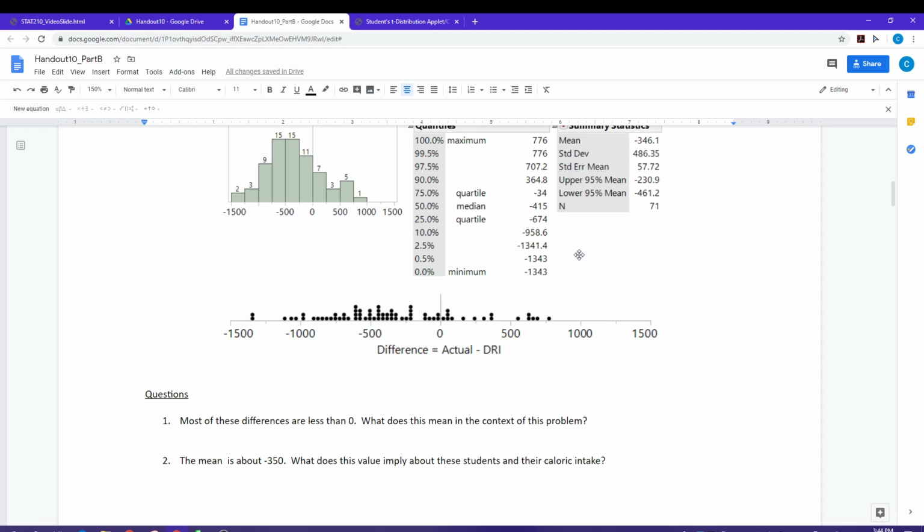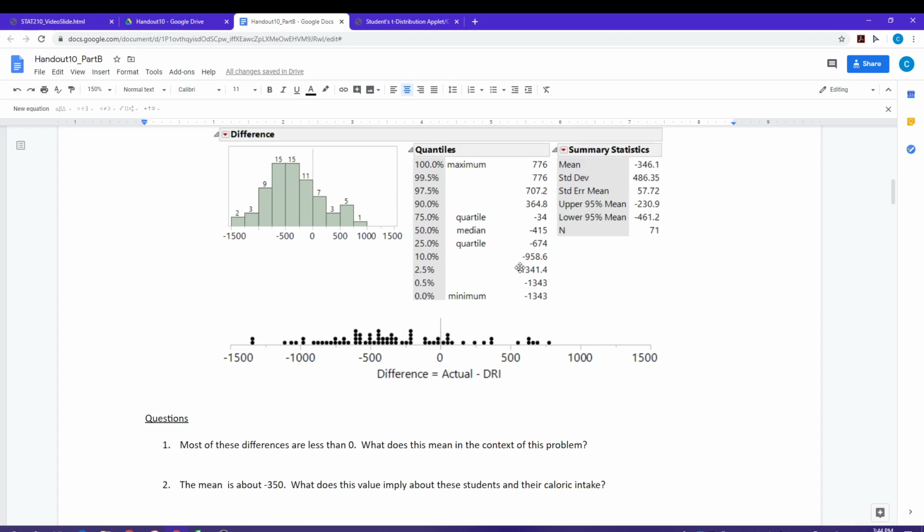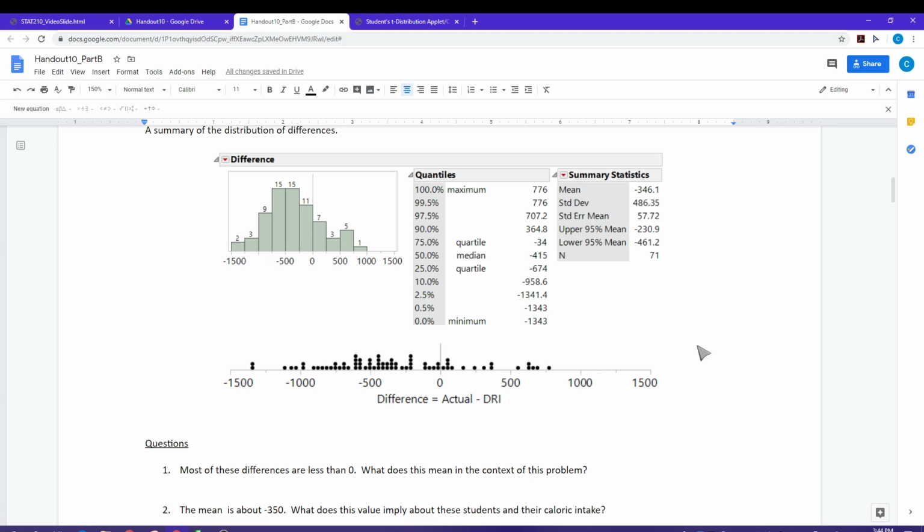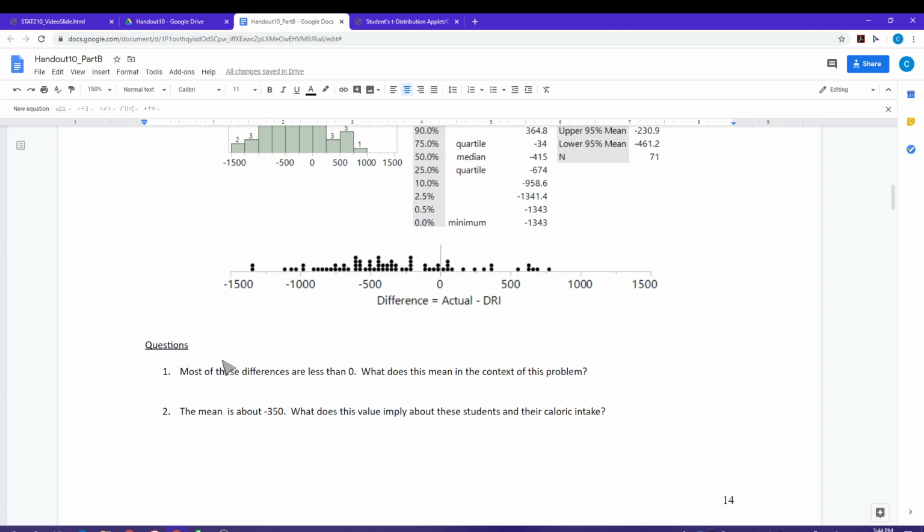Page 14 here includes the output. I also created the dot plot. There's two questions here on the bottom of page 14 that you can answer. So go ahead and hit pause on the video and try to answer those questions.